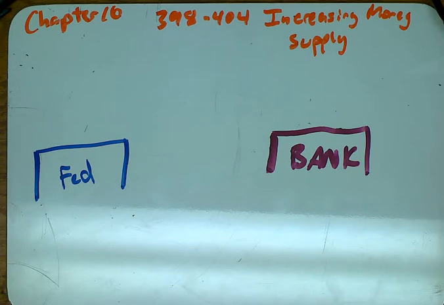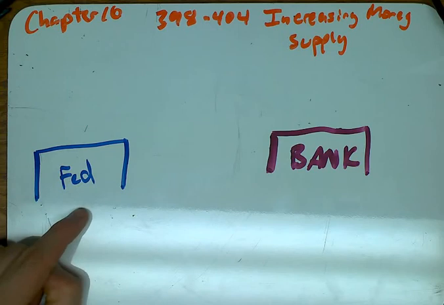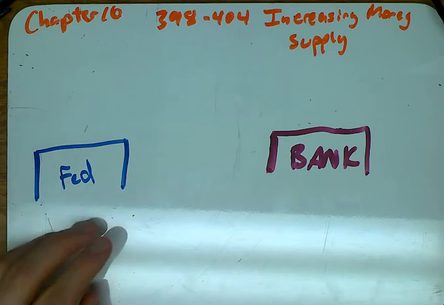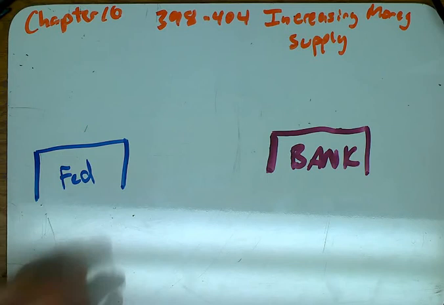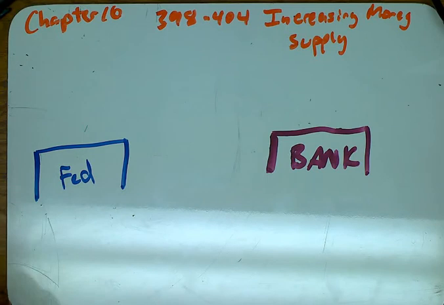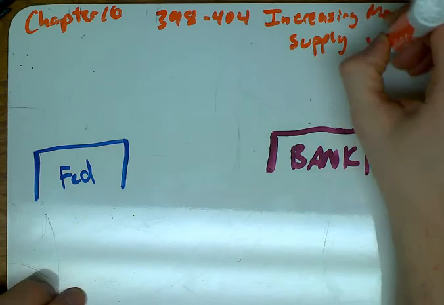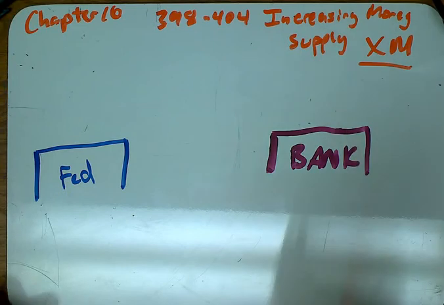Now let's say that the Fed gets together. Remember, the Fed is made up of three parts: the Board of Governors, the FOMC, and the 12 district banks. Let's say the FOMC has gotten together and they decide they want to increase the money supply. This is actually called expansionary monetary policy, and I'm going to abbreviate it XM.